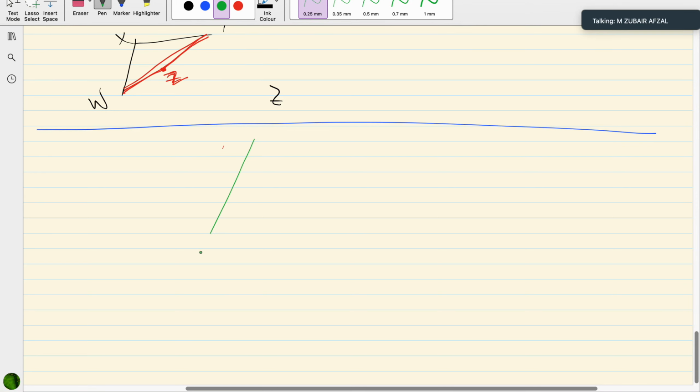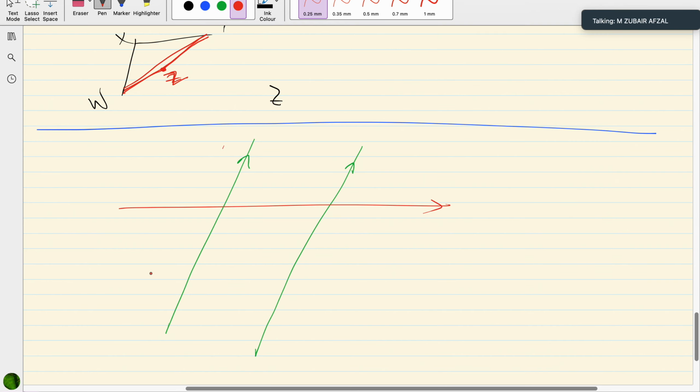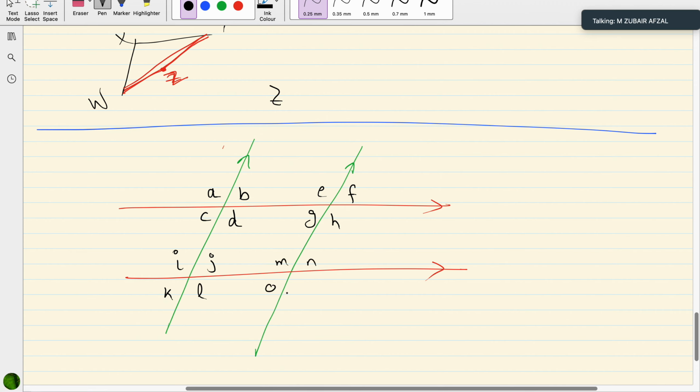So consider these lines as parallel, and then we have these two lines as parallel. Now I'll be naming these angles with alphabets A, B, C, D, E, F, G, H, I, J, K, L, M, N, O, P. So I have 16 angles.